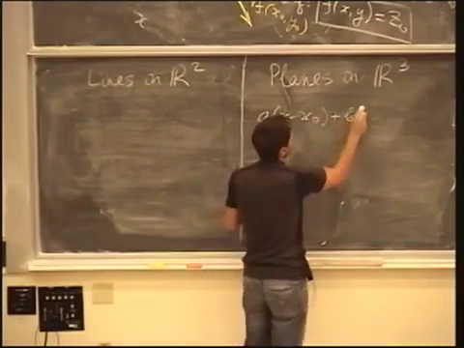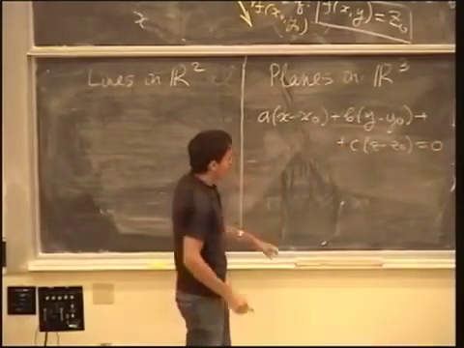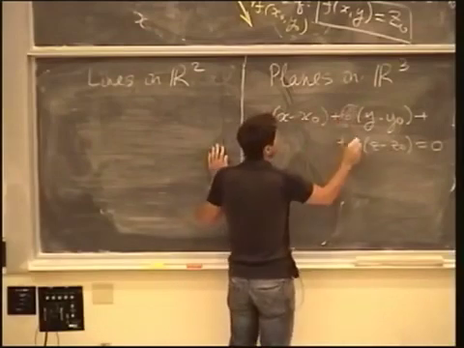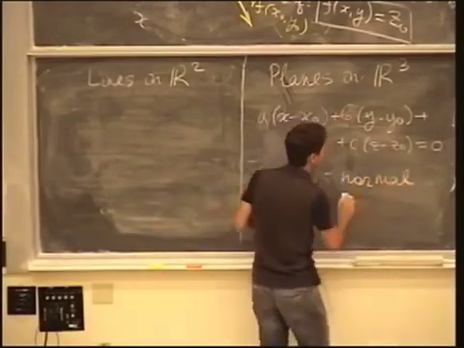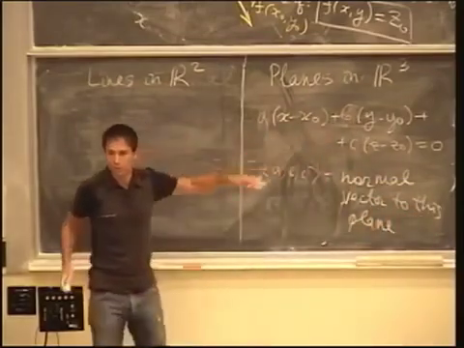a(x - x0) + b(y - y0) + c(z - z0) = 0. Let me emphasize this a, b, and c. What are these a, b, and c? a, b, and c are components of the normal vector to this plane, for a good reason, which we explained when we talked about planes.